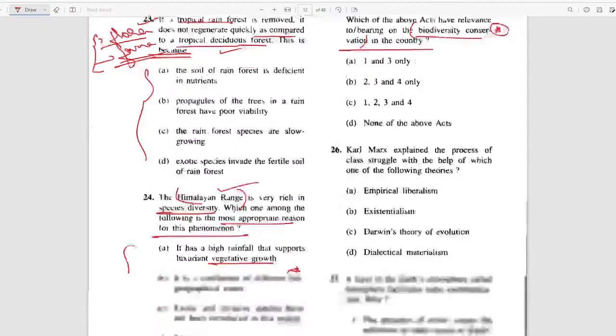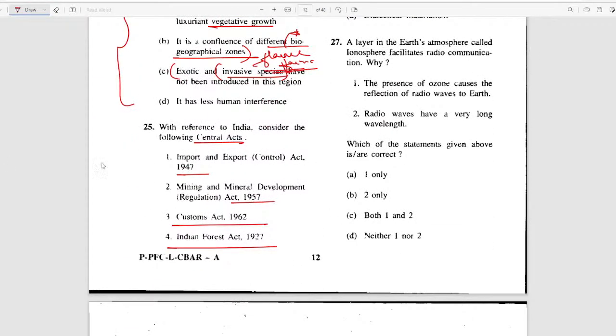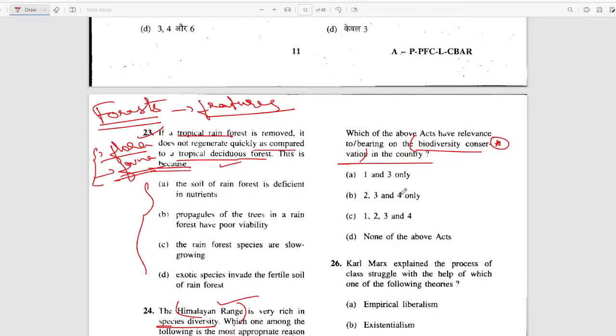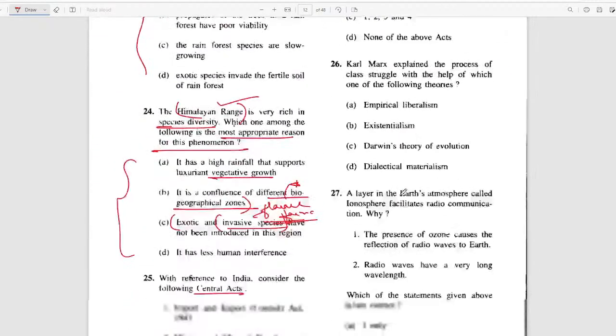What are the steps that the government is taking? And you go through these acts. These acts are very, very important. They have been asked many times. Mining and Mineral Development Act, Customs Act, Indian Forest Act, and Import and Export Act. And see how each act is helpful in controlling or ensuring biodiversity in India.